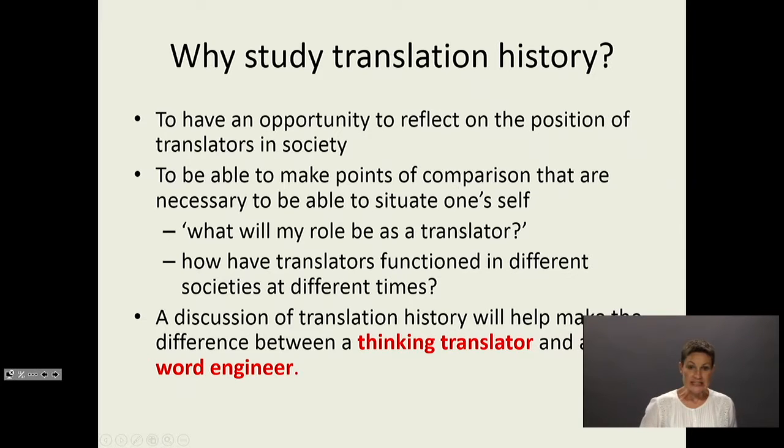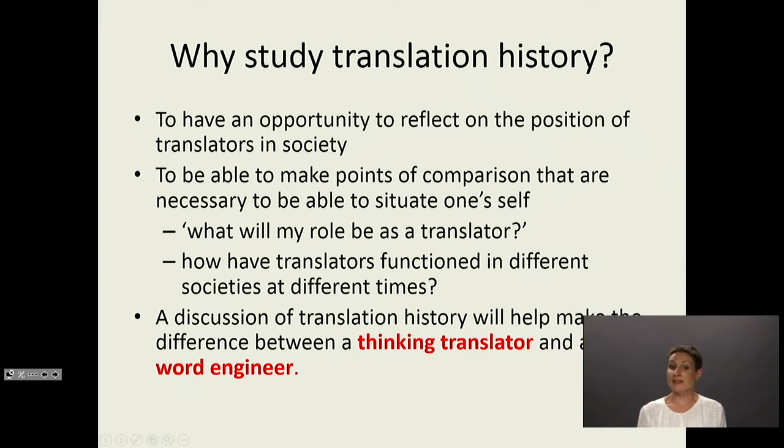Why do we study translation history? Well, it's of course very important to know the origins of your discipline, so that's one obvious example. But also importantly to reflect on the changing position of translators in society. During this unit, I'm going to ask you at various different points to reflect on your role as a translator, how you imagine your role as a translator now, right at the beginning of the course, how you might imagine your role as a translator in 2 months' time, and also how you'll imagine your role as a translator at the end of this unit. And I imagine the way in which you'll imagine that role will change over time.